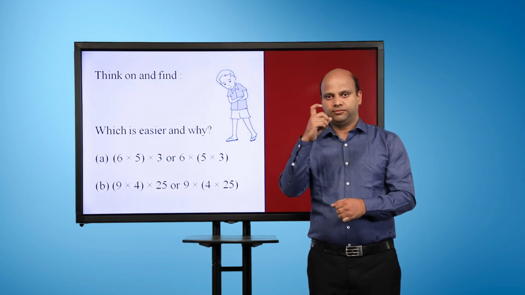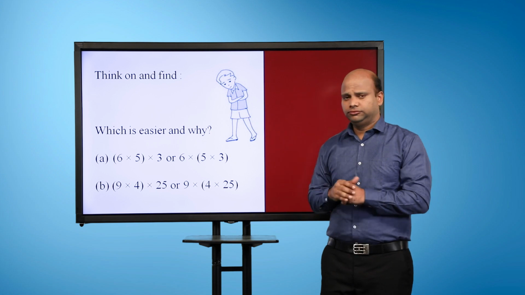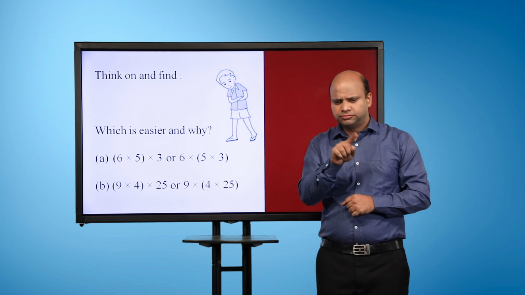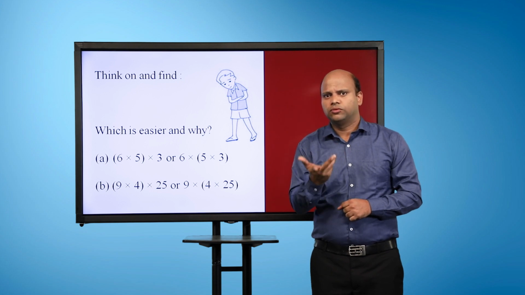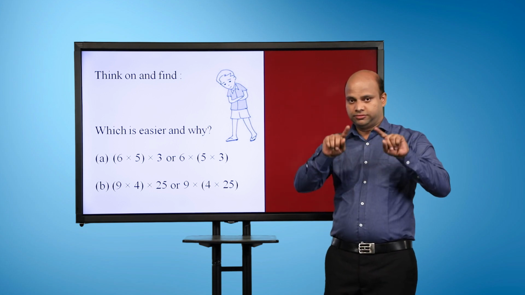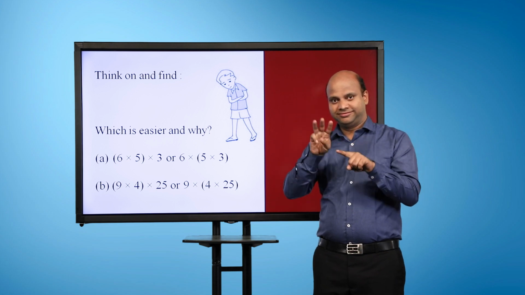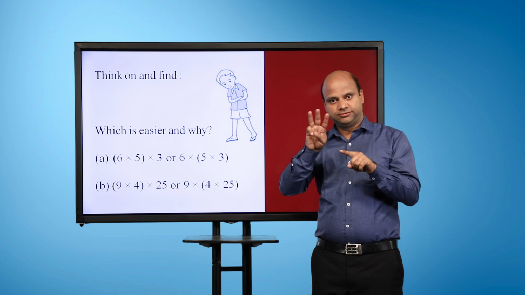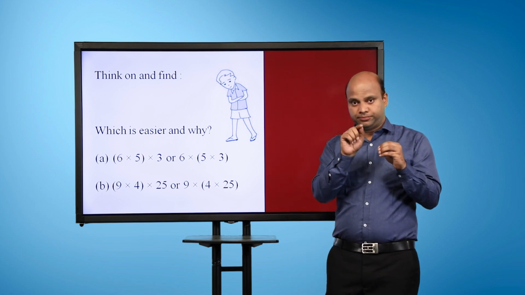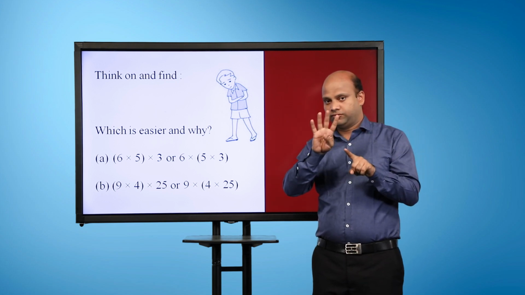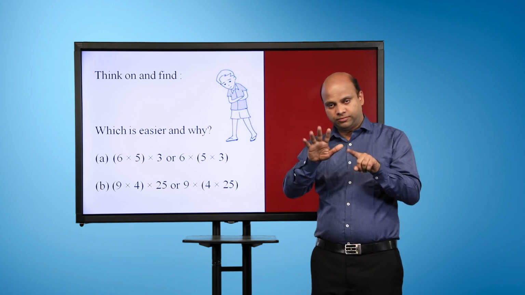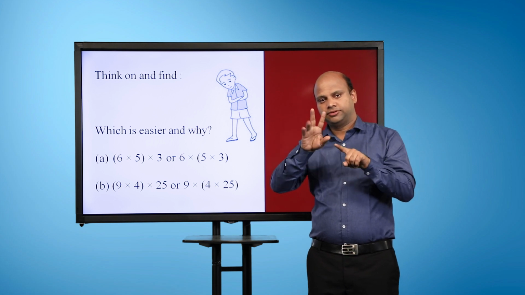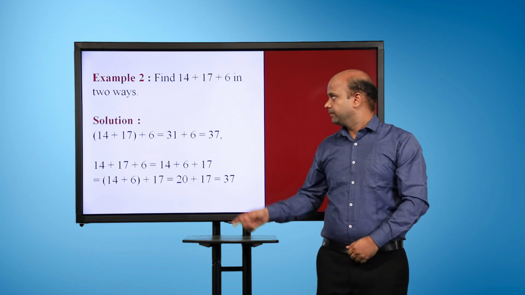Page 37. Think and find. Which is easier and why? A. In brackets, 6 multiplied by 5 multiplied by 3 or 6 multiplied by, in brackets, 5 multiplied by 3. B. In brackets, 9 multiplied by 4 multiplied by 25 or 9 multiplied by, in brackets, 4 multiplied by 25.